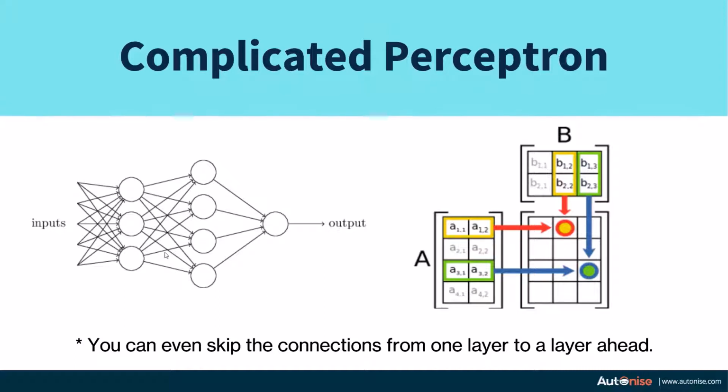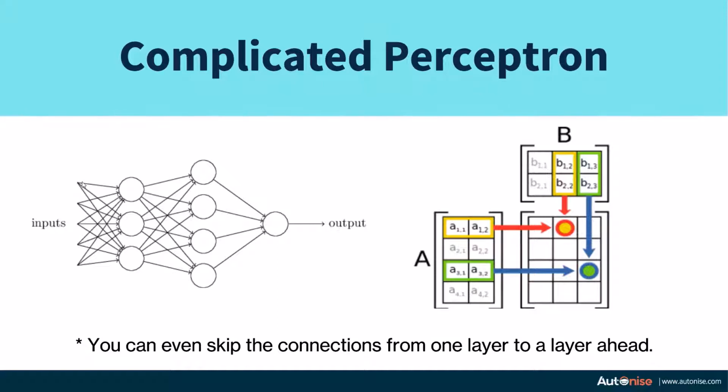Also, to make it more complicated, you can even skip the connections from one layer to a layer ahead. This means that you can have one input directly passing this layer and going into the next layer. So you can create complicated perceptrons, and to do the calculation, you can use matrices.